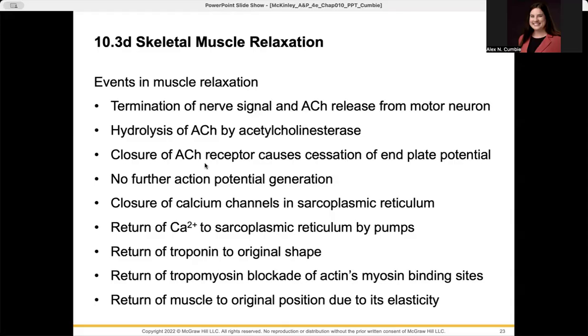We have closing of our acetylcholine receptors. So on the motor end plate, we're not going to be accepting any extra acetylcholine. There's no action potential generated. We have calcium channels closing on the sarcoplasmic reticulum, and a lot of the excess calcium is going to return to the sarcoplasmic reticulum. Troponin goes back to its original shape, meaning tropomyosin is now blocking the binding site for the myosin heads, and the muscle returns to its original position. Okay, that's part of our muscle relaxation.